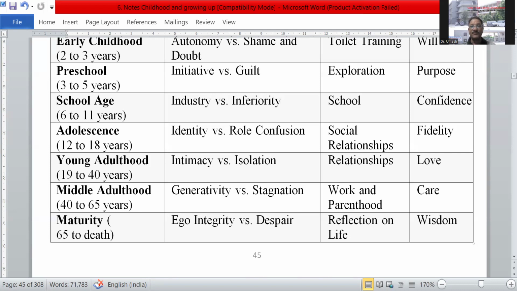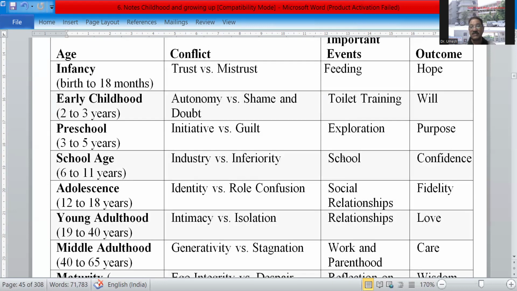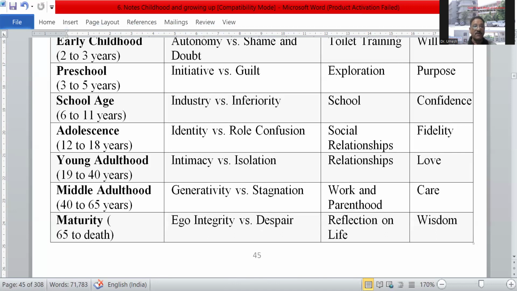After that, the next stage comes, young adulthood, from 19 to 40 years. It is one of the most important times, with intimacy versus isolation. These are the conflicts or traits. At this time, as in adolescence, there is relationship, and the outcome is love. In this stage, one establishes intimacy and relationships with others. Otherwise, if he is in the negative trait, he wants to isolate himself. He doesn't want to mix with society or with his group. He or she remains all alone.